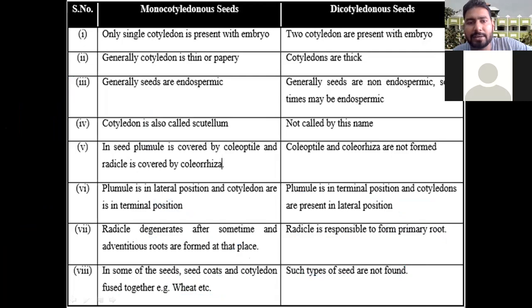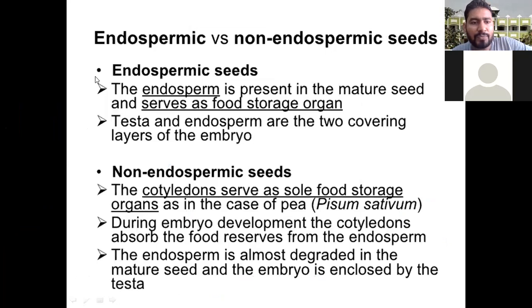This is very important, and from here your concept should be clear. You have to learn endospermous and non-endospermous. These are PYQs, they have asked many times. Now you can see from here your concept will be clear, the difference between endospermous and non-endospermous seed. In an endospermic seed, endosperm is present in the mature seeds and serves as a food storage organ. Testa and tegmen are two covering layers of the embryo.